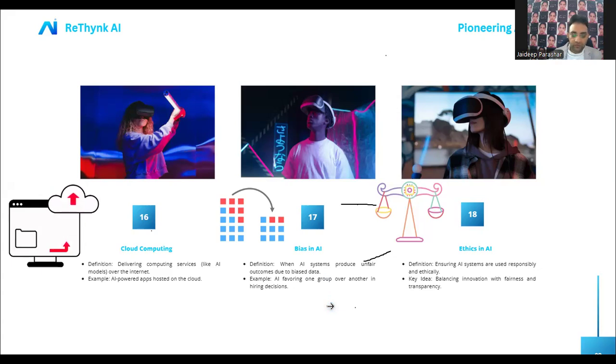So how does bias happen in AI? If your data is biased, or if your data is not up to that quality, then you can get a biased answer.